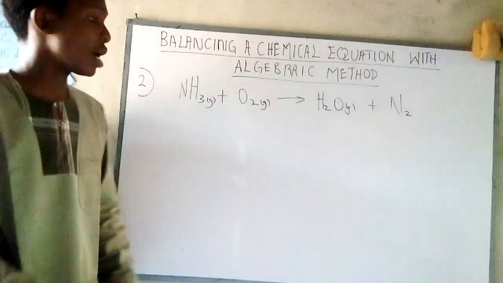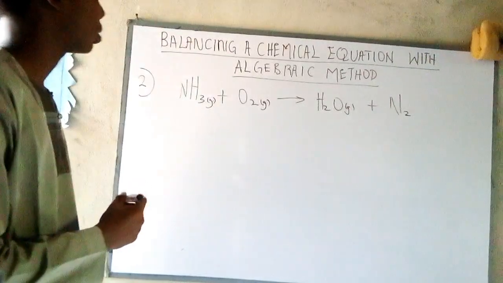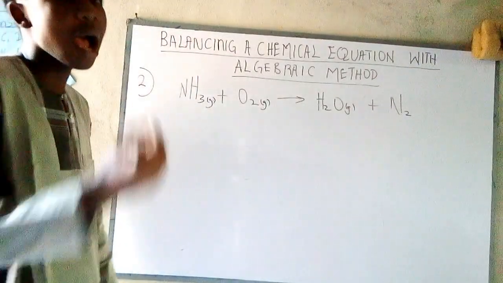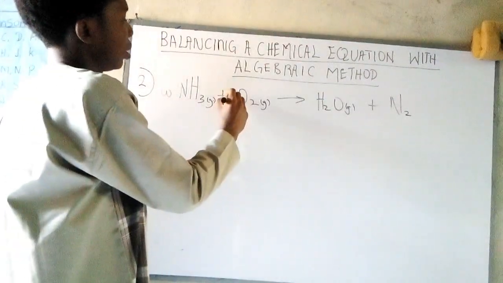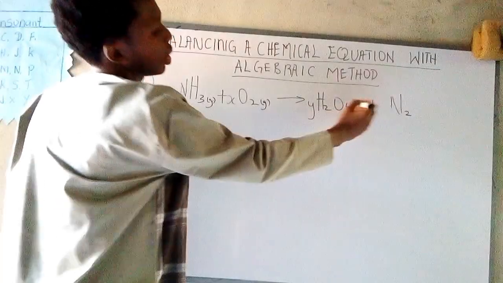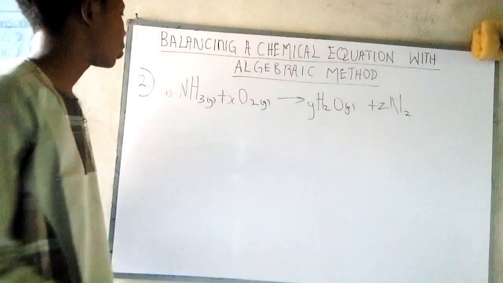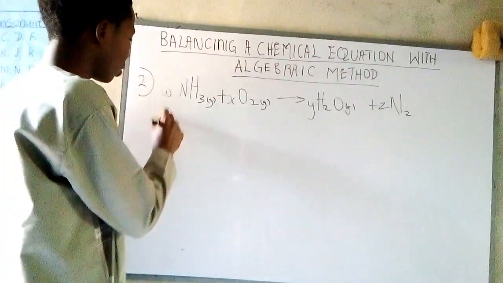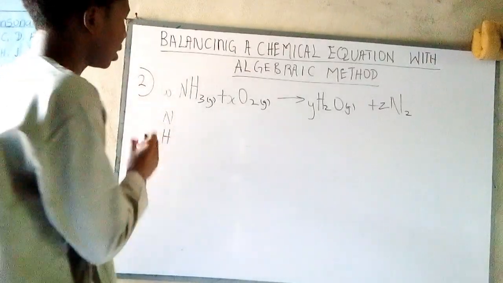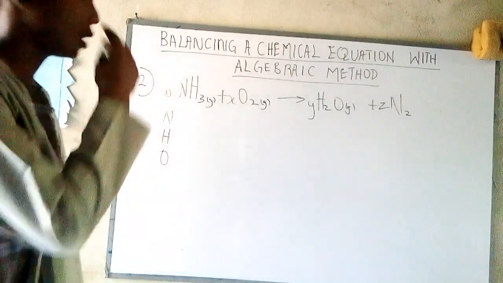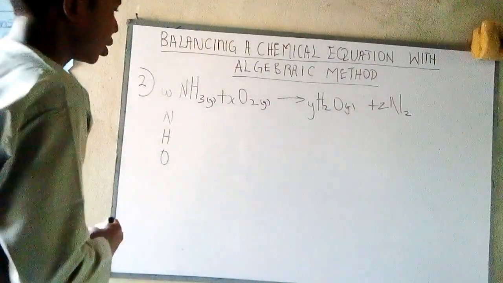Okay, moving on, we have another equation here. So now, as we did before, we're going to do it again. First of all, let's assign our arbitrary alphabets, which are W, X, Y, and Z. Now the next thing we have to do is bring out the elements. We have nitrogen, hydrogen, and oxygen. What else do we have here? I think that's all. So let's go into it.